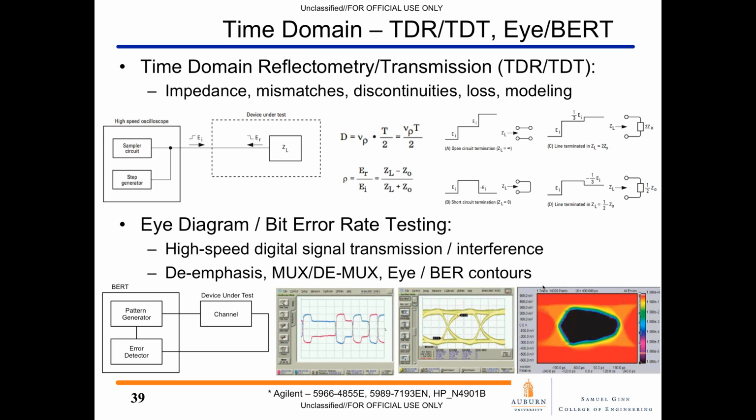With regards to time domain characterization, we use time domain reflectometry, time domain transmission, as well as eye diagrams and bit error rate measurements. So for time domain reflectometry and transmission, or TDR and TDT as it's often called, we can find impedances and mismatches in impedance, discontinuities, the loss of the structure that we're testing, and use those to do some modeling. A general TDR system consists of a scope that has a step generator along with a sampler to look at the signal that's going out and coming back in. In the majority of systems, a sharp edge is used, and due to the Fourier decomposition of that edge, there's a wide spectral content that then propagates through that system.